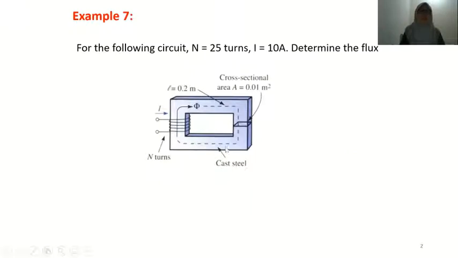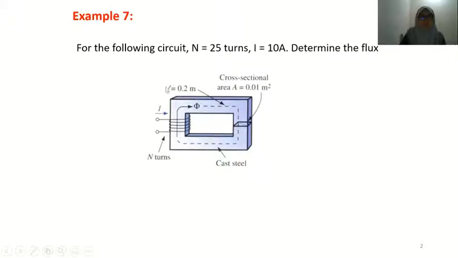So we look at example 7, the following circuit, which has N equal to 25 turns, and the given I is 10 ampere. So you have to determine the flux. In the previous examples, the question gave you the flux and you had to find the N or the current, right? Now it's inverse. They give you the N and the I, and you have to find the flux.